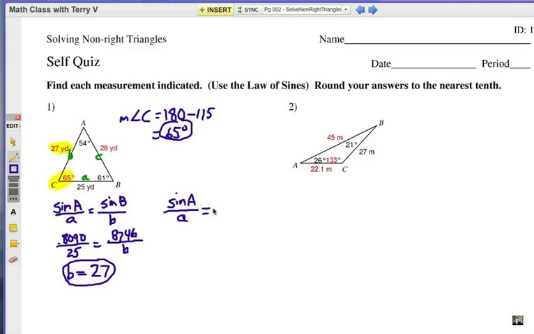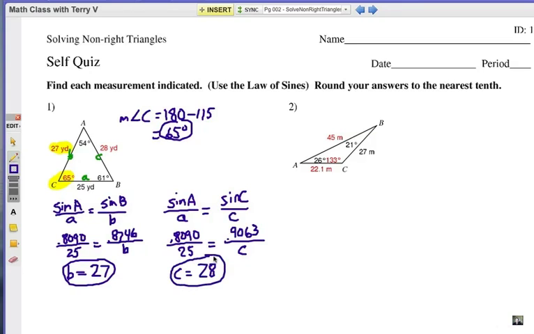Now the smartest thing to do is to use this sine A over A part because I already know what my numbers will be. So I'm going to use sine A over A equals sine C over C. That will help me find the length of the C leg of the triangle. Plugging in the numbers, those are my sine amounts for angles A and C. I will multiply those two numbers together and divide by 0.8090, and I should get about 28. Okay, and that would be 28 yards.